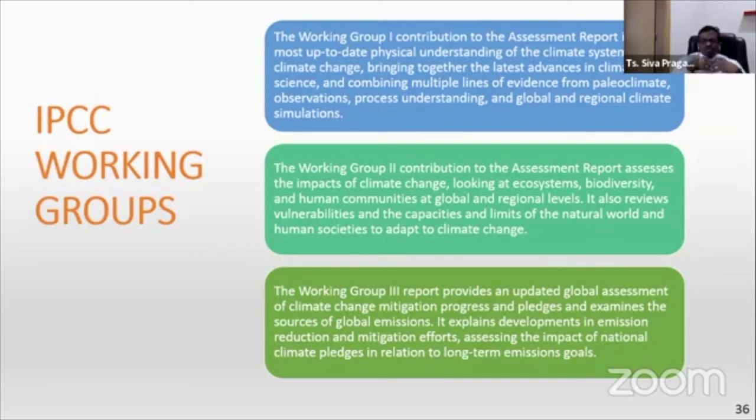We do in aviation, like for example, us, we are engineers. So what do we do? We do digitization. We do a lot of process improvements, weight reduction, in order to mitigate. What we do is mitigate. So we fall into this section, mitigation of the global emissions, right? It explains developments in emissions reduction and mitigation efforts, assessing the impact of national climate pledges in relation to the long-term emissions goal.